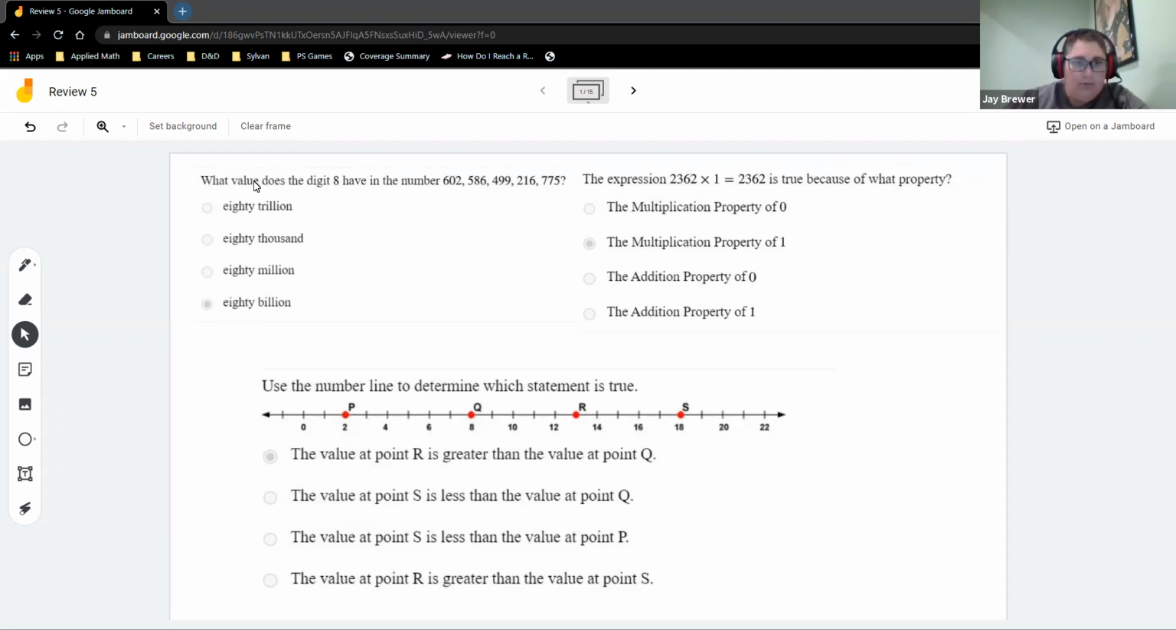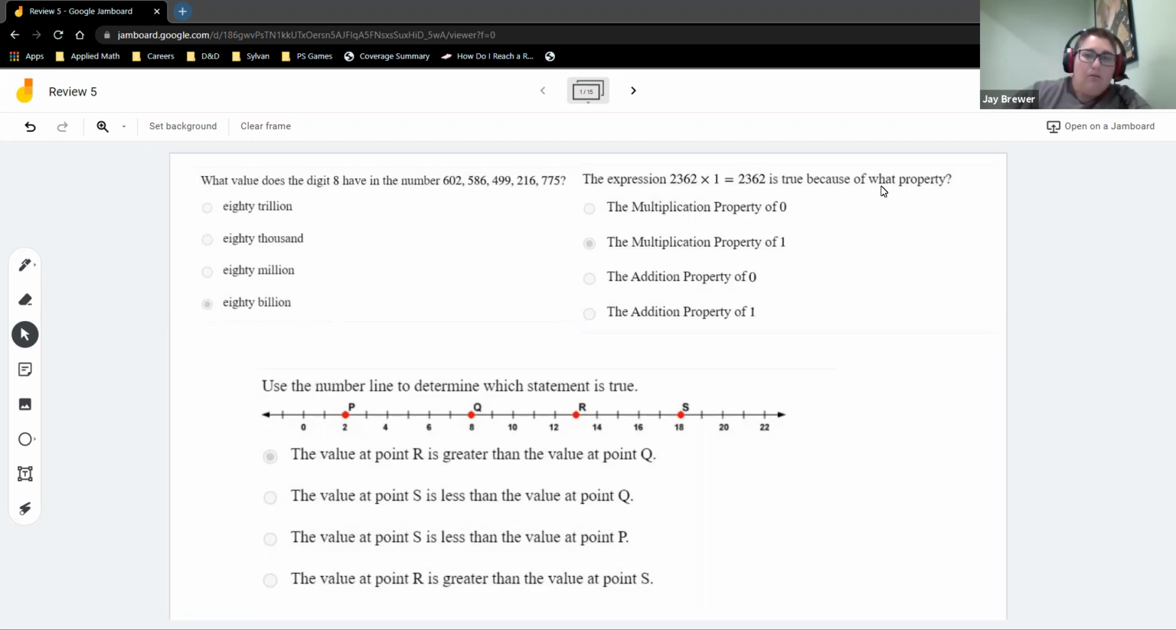Okay, this first problem is what I would consider a number sense problem. It says, what value does digit 8 have in the number following? So you just want to see what makes sense here. Hundreds, thousands, millions, next would be billions. So they are correct. Trillions is an option, but it makes most sense for it to be 80 billion.